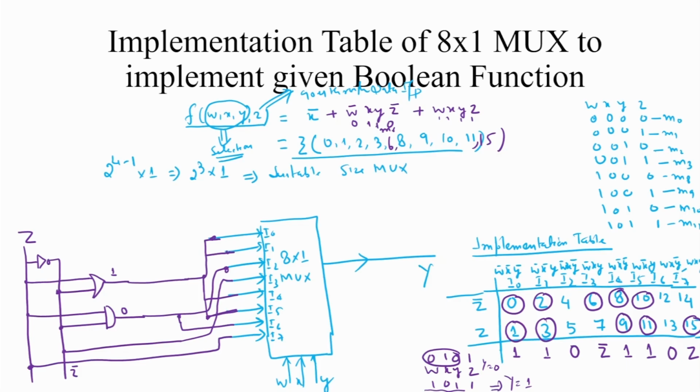So this is all about implementation of a Boolean function by using a suitable size multiplexer, and in the next class we will discuss some other topics. Thank you very much.